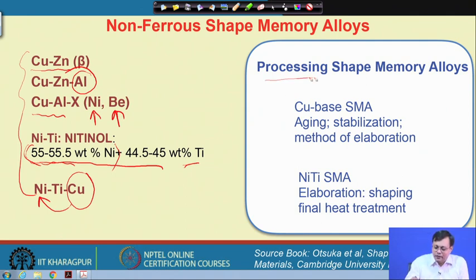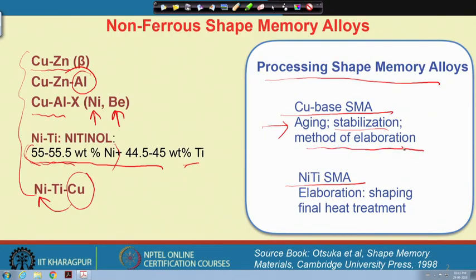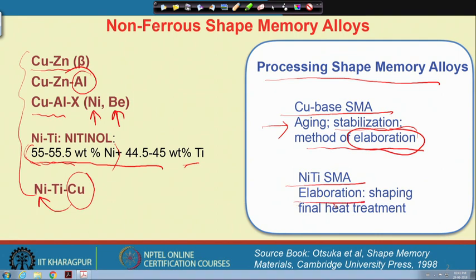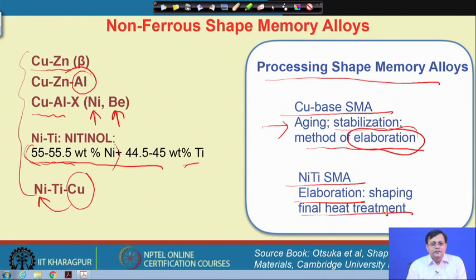Now, today we will talk about these copper based shape memory alloys and nickel titanium shape memory alloys. What is the effect of, let us say, aging? Here aging means that if we allow a little diffusion or little activation energy, then what are the effects on the shape memory effect, or the stabilization, and the method of processing, the steps of various processing in order to achieve the final product, which is also called elaboration, and a very similar elaboration technique in the case of nickel titanium alloy, or the final heat treatment, why it is required and so on.